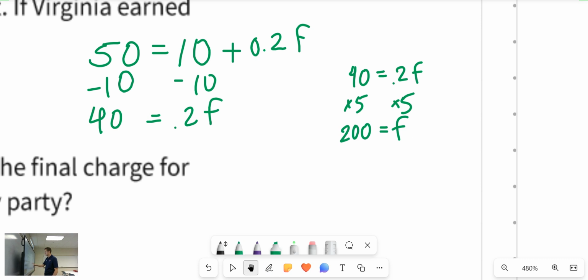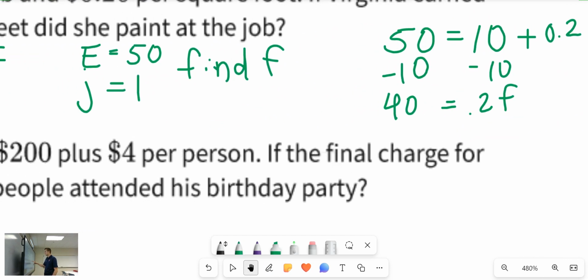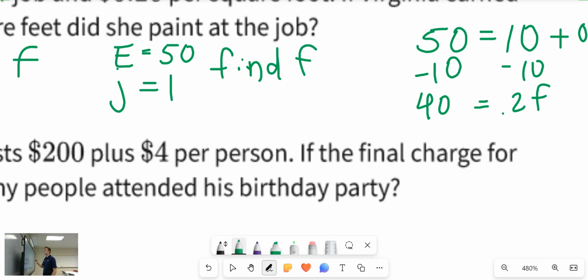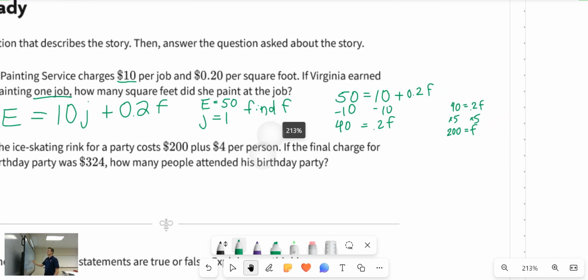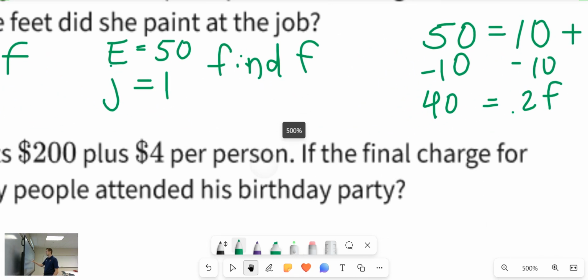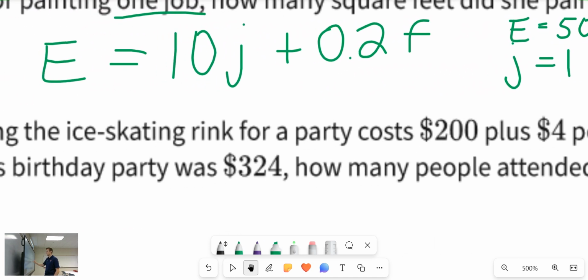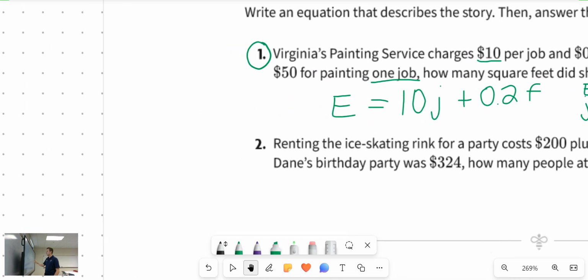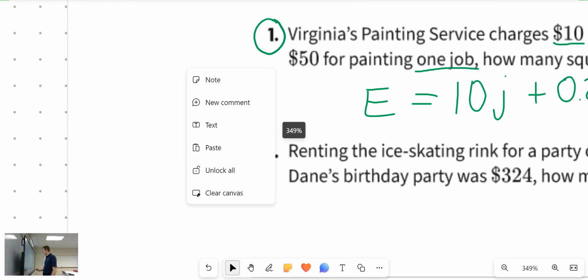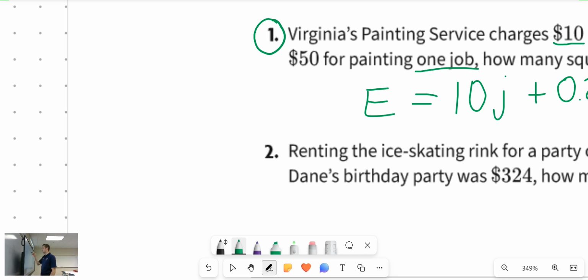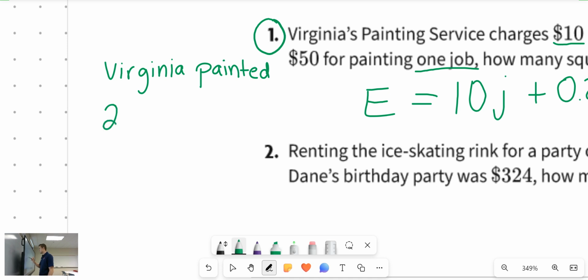So she painted, we'll go over here, just so we have space to write it down as a final answer. Who was it? Virginia. All right, because we always want to answer with a sentence if we can. If it's a word problem, we want to answer with a sentence. Our final answer was 200, so we're going to write Virginia painted 200 square feet.